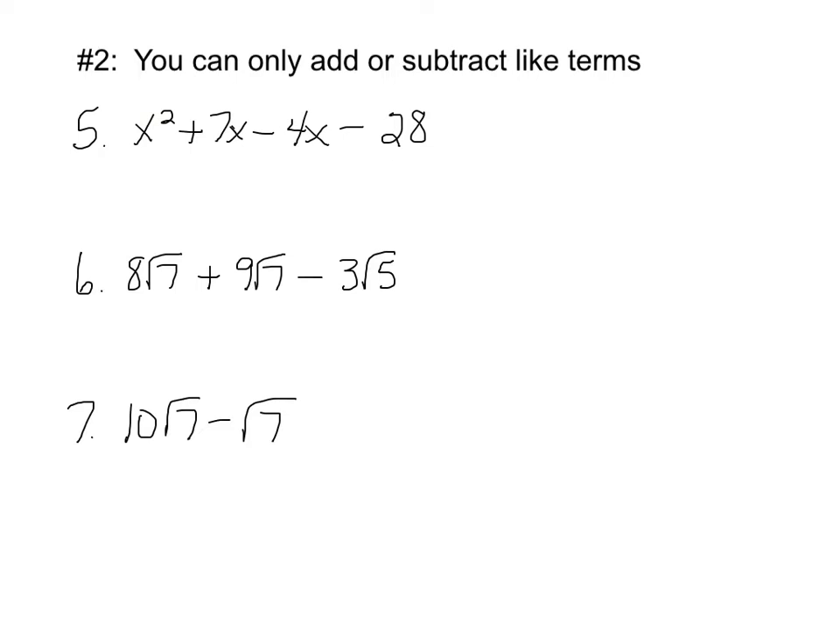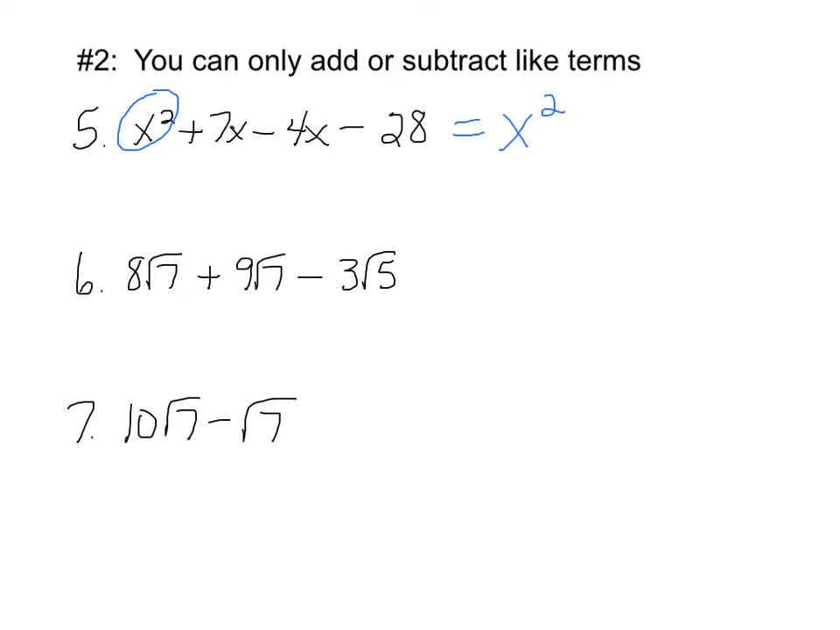Now, since we don't multiply everything all the time, sometimes we do add and subtract. We need to remember what these rules are. And you can only add or subtract like terms. So, if I take a look at number 5, this is a problem from earlier this semester. I see that I have an x squared, and I have no other x squared term. So I'm just going to write it down.